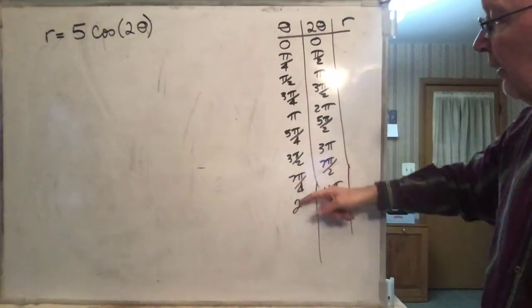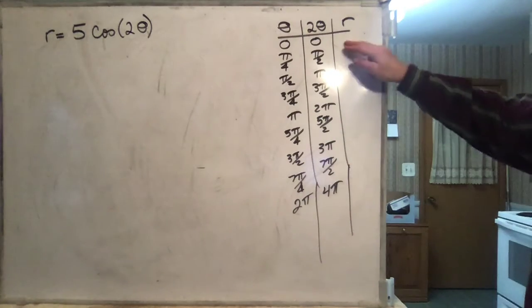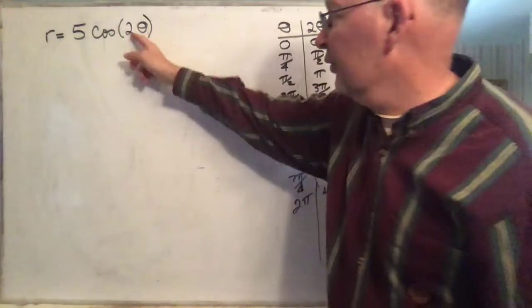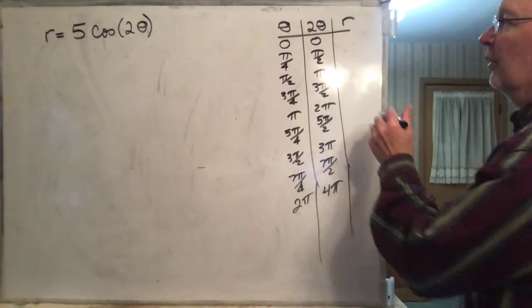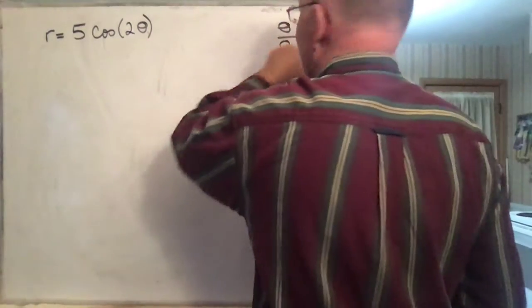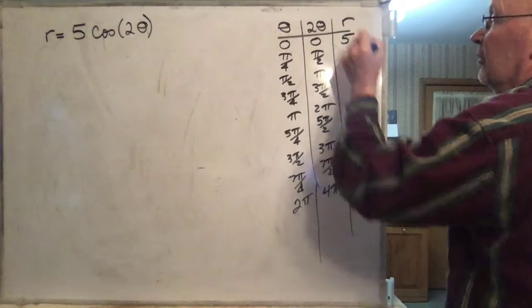But these are the angles going all the way around the circle that we're going to have to take into account. And then finally, we need to, of course, find out what the value of the function is for all these. And this we've already done before. The cosine of 0 is 1, so 1 times 5 is 5, so that's going to be 5.